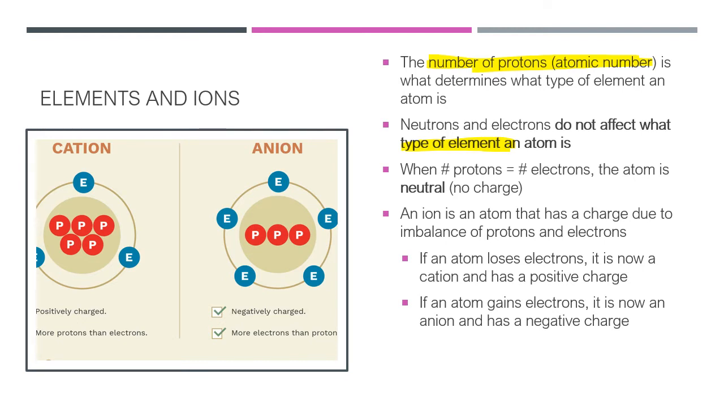If the atom is not neutral, that means it's an ion, and an ion is something that has a charge because there's an imbalance of protons and electrons. If the atom has lost electrons, it's now a cation and it has a positive charge. That's typically our metals. If it's gained electrons, it's now called an anion and has a negative charge. So that should be a review. Key thing, number of protons determines what something is, not neutrons, not electrons.